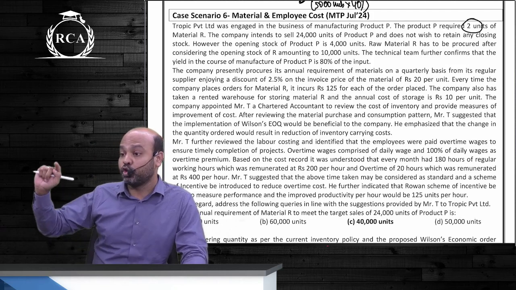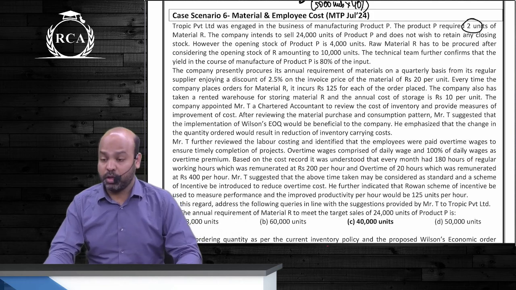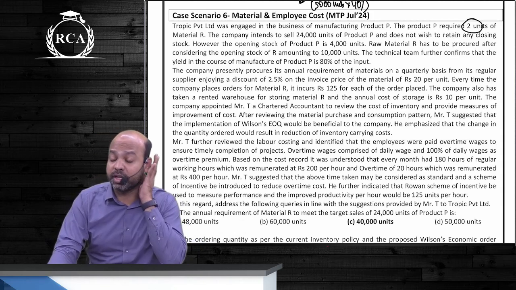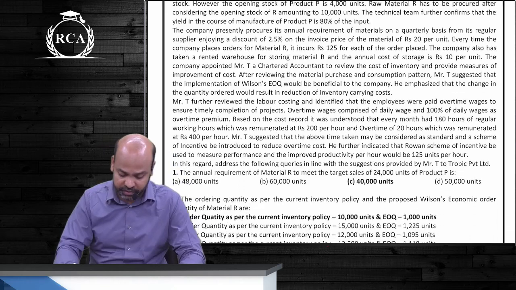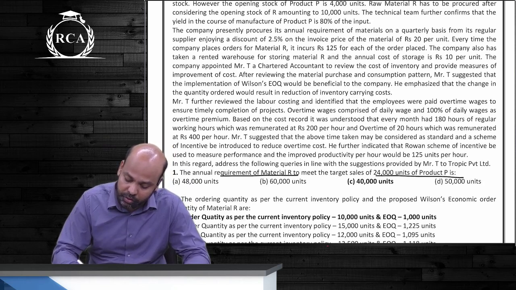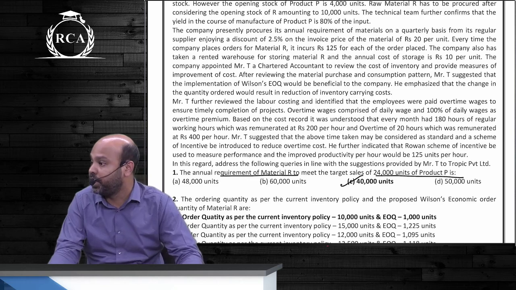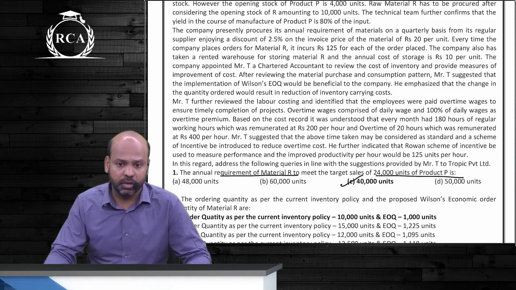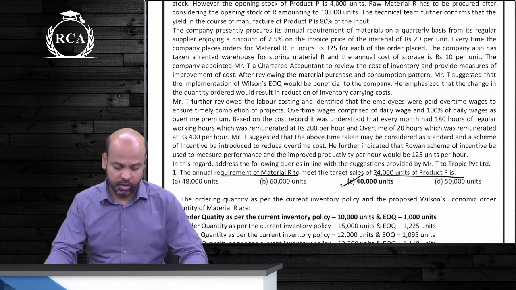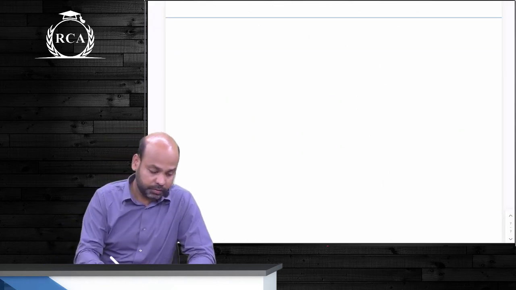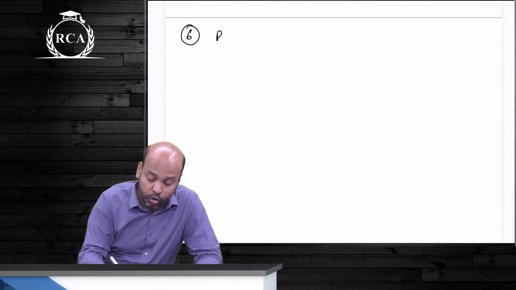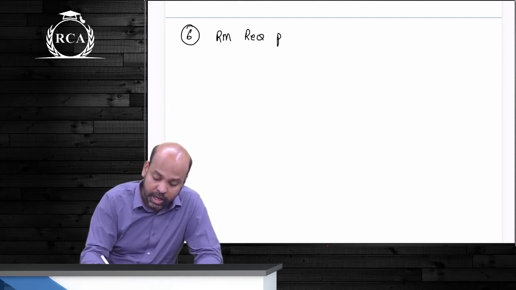Now 2.5 units into 20,000 units to be manufactured. Raw material consumed will be 50,000. Zero closing stock. What is the opening stock? What is the raw material to be purchased? So the annual requirement of raw material to meet the target sales of 24,000 units will be 40,000. We need to purchase 40,000 units. Understood? From where did I get 40,000? Yes or no, guys? Now let us write it once. What is your yield ratio? What is the question here? Raw material required per unit after considering losses.